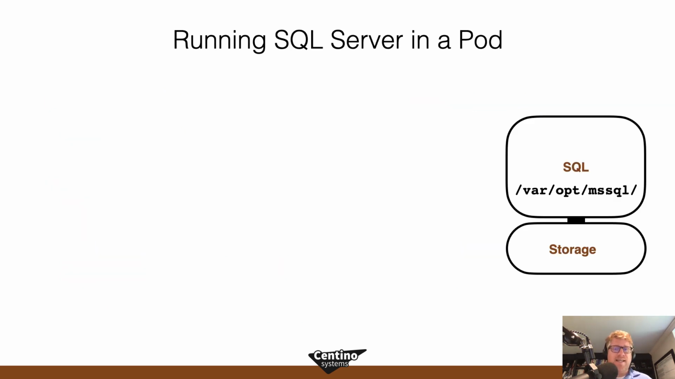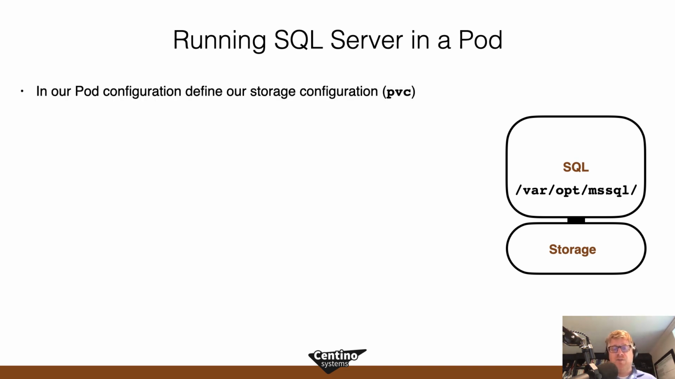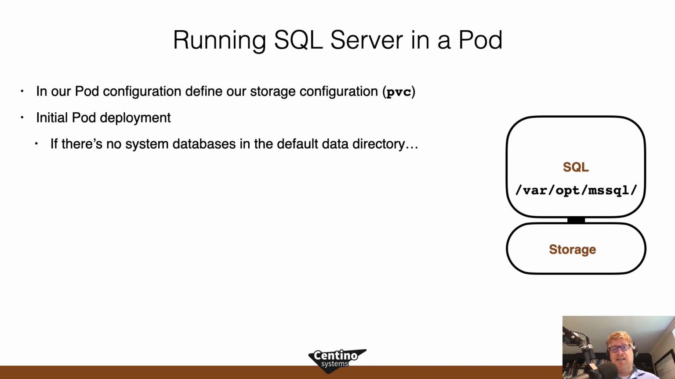And so let's bring that together and discuss how we can leverage those persistent volumes and persistent volume claims in the context of running SQL Server specifically. Inside of our pod's configuration, we'll define our storage configuration, both the persistent volume claims and the persistent volumes. Now, during that initial pod deployment, the very first time that SQL Server starts up, it's going to look and see inside of /var/opt/mssql that there are no system databases there in that default data directory.